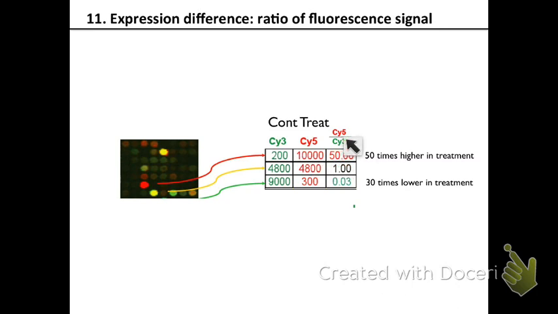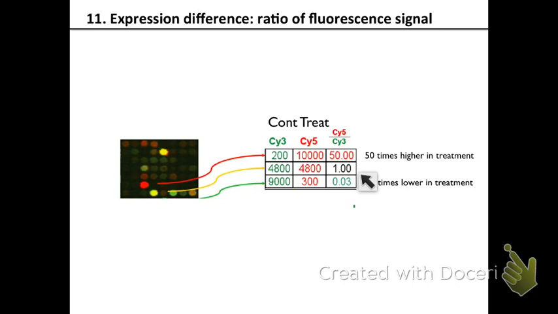So when you take the ratio of your sample fluorescence compared to your control fluorescence, you will see that this gene here is 50 times higher in your treated sample, and this gene is about 30 times lower in your treatment sample, right? And if genes are expressed equally, then your ratio is going to be 1. So you can convert the differential expression for each gene into these ratios. How much difference is there?